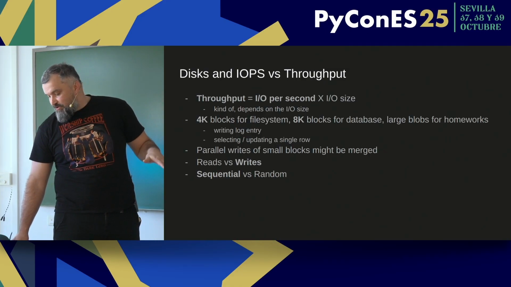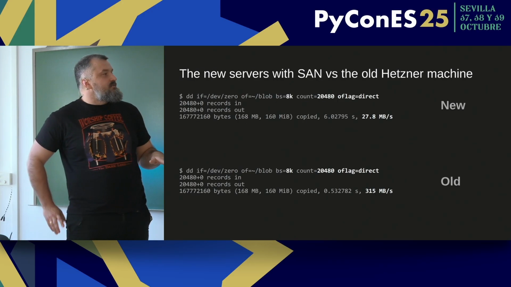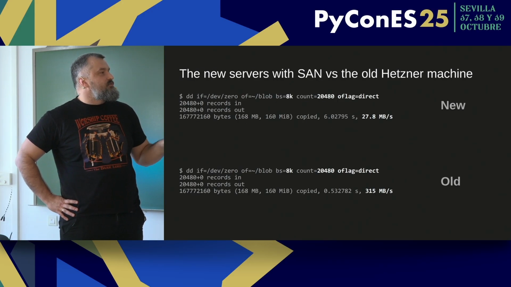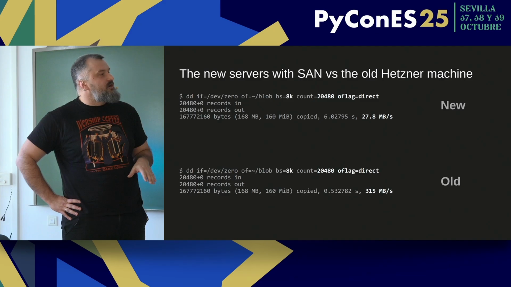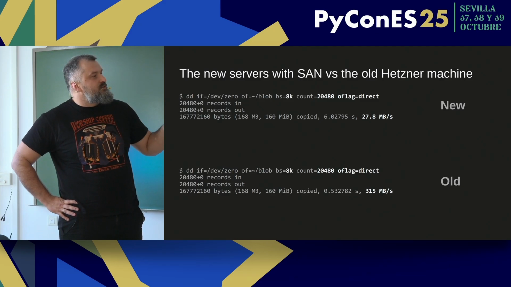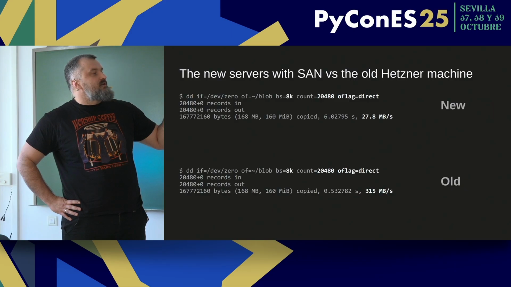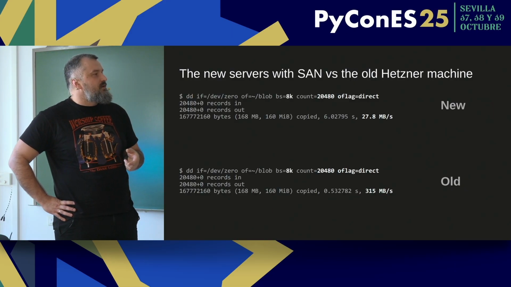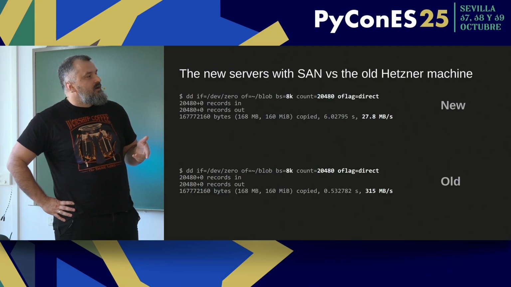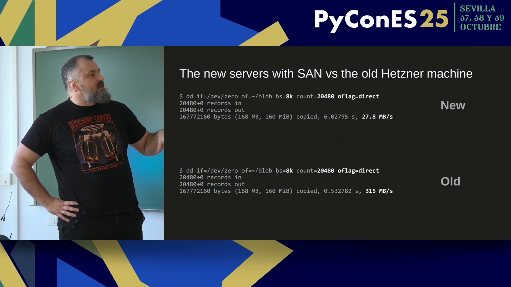So we checked the servers and we had a brand new server with a brand new storage device, and it was doing something like 27.8 megabytes per second on this specific block size. Databases typically work with 8K blocks and file systems with 4K. And it was roughly 12 times slower than our old Hetzner machine.